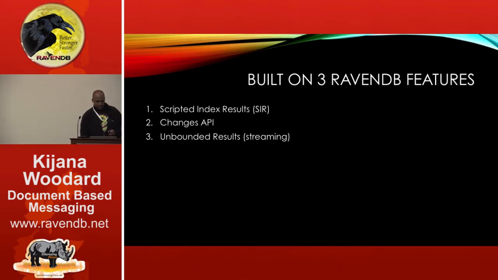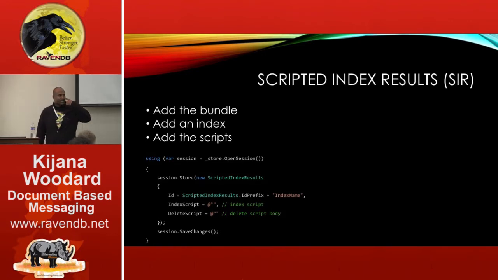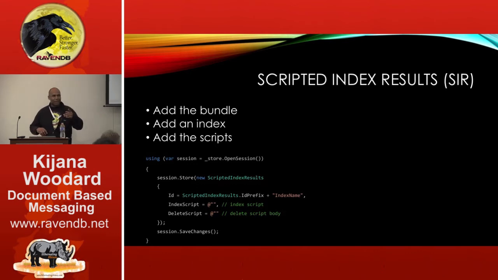Ooh, my clicker is not working. Scripted index results. I think this is one of the lesser known features in RavenDB. It's been out there for a little while, and I was pretty excited when it came out, but nobody really talks about it. About 3 weeks ago, somebody said, hey, I'm having trouble with SIR, S-I-R. And Oren responded, what's that? And I just laughed, and the guy said scripted index results. I don't know why it's used as little as it is, but the idea is that you can have a script that watches an index, and when changes happen, you can run that script on that document and then do stuff.